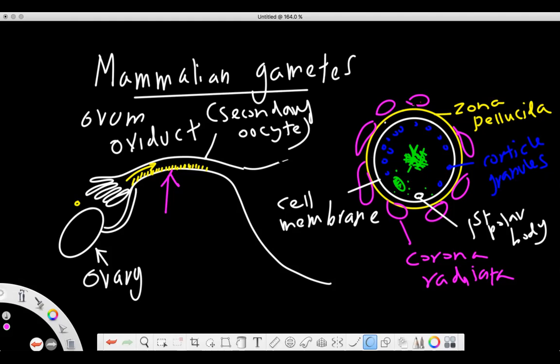So these surrounding cells are also called theca cells. They appear during the maturation process. These theca cells create a thick cell layer during the maturation, and they're also responsible for producing hormones like estrogen and progesterone.